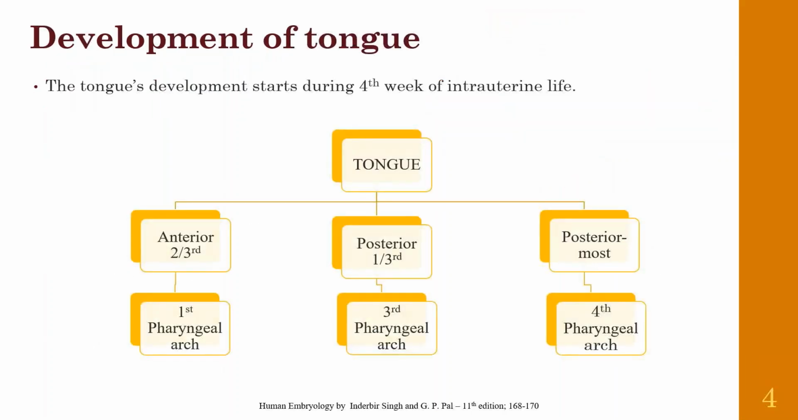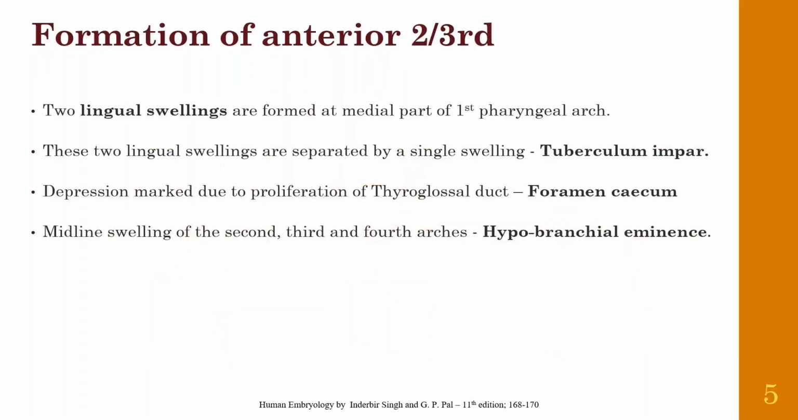Development of the tongue begins at the fourth week of intrauterine life from the first pharyngeal arch, also known as the mandibular arch. The tongue is divided into three parts: the anterior two-third, which arises from the first pharyngeal arch, the posterior one-third from the third pharyngeal arch, and the posterior-most part from the fourth pharyngeal arch.